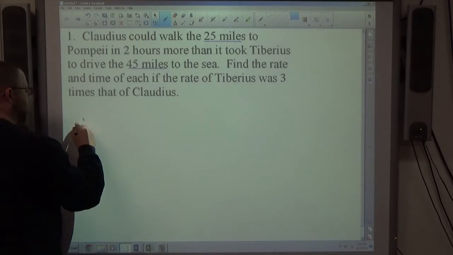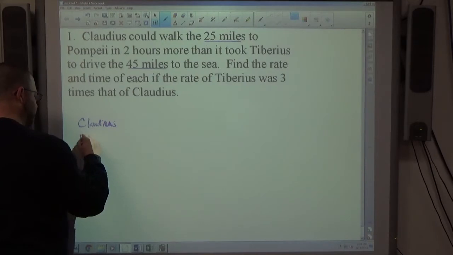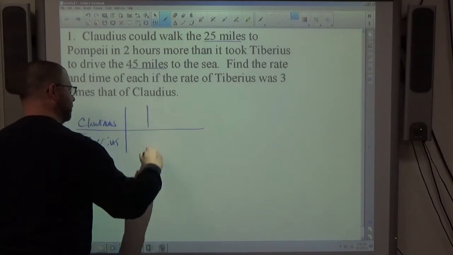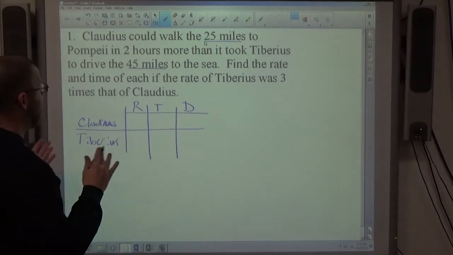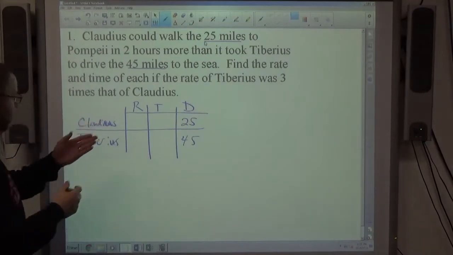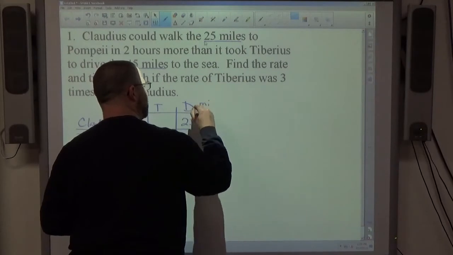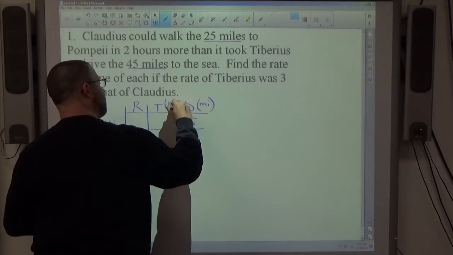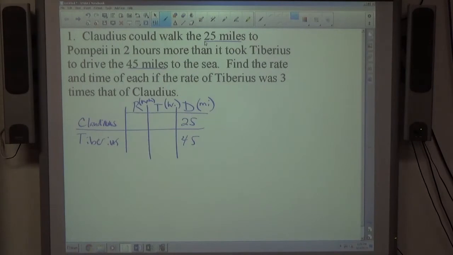So let's just go with Claudius and Tiberius as our categories. And the first thing I can see very clearly is how far both of them went, so we know exactly how far they both went. We put them in the right location for each person. Claudius 25 miles, Tiberius 45 miles. And of course, if I identify here that miles is my unit of distance, hours is my unit of time, and miles per hour is my unit of rate. Just getting proper units is sometimes helpful in these problems.